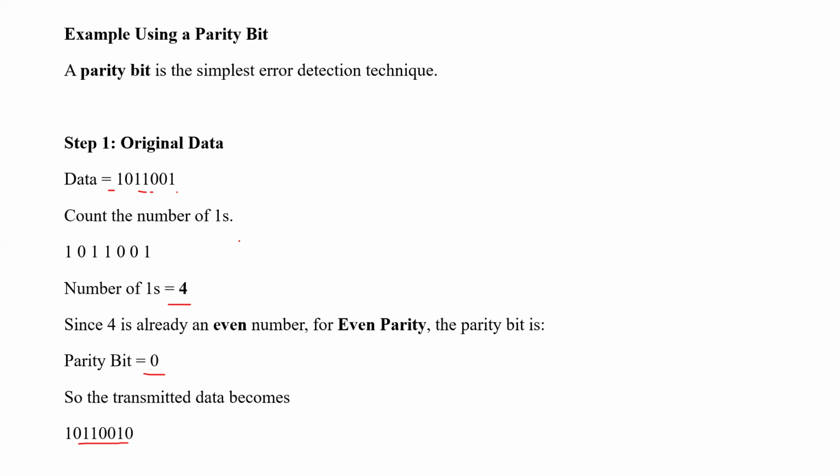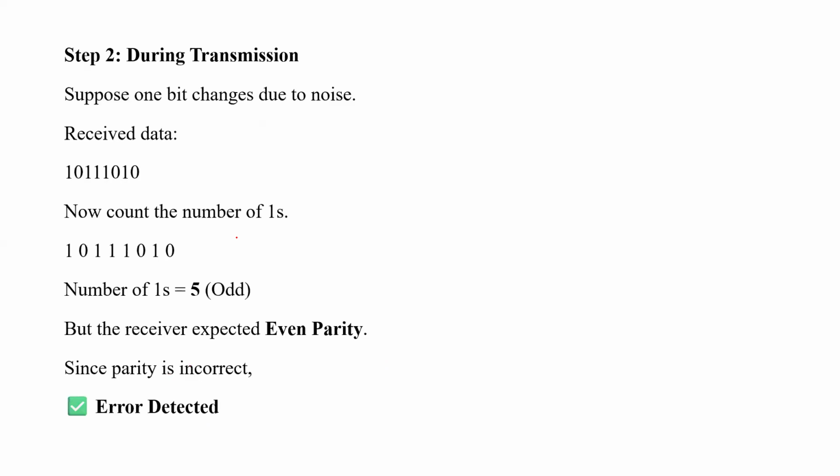Now during transmission, suppose one bit changes due to noise. Now we can see the received data. Let's count the number of ones: 1, 2, 3, 4, 5. Five ones, an odd number. But the receiver wants even parity. Since the parity is incorrect, the error will be detected here.